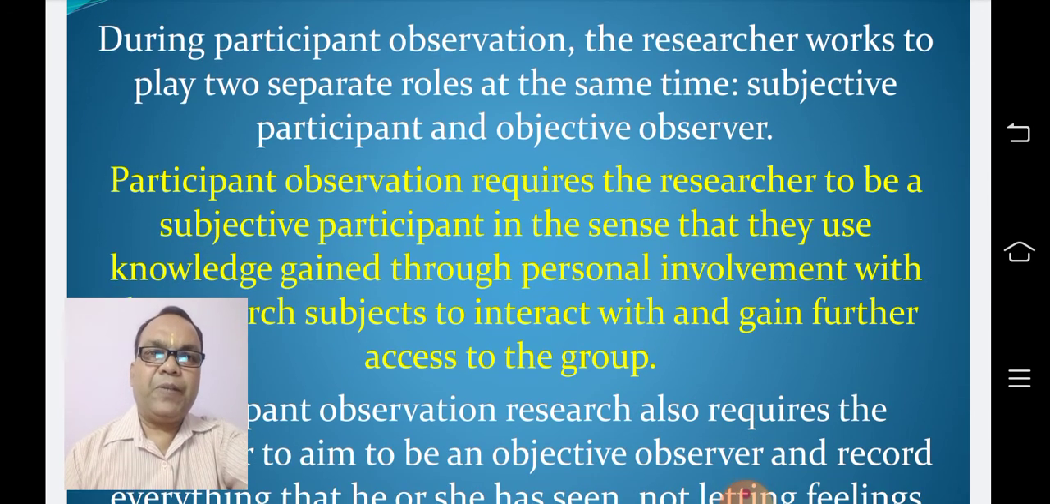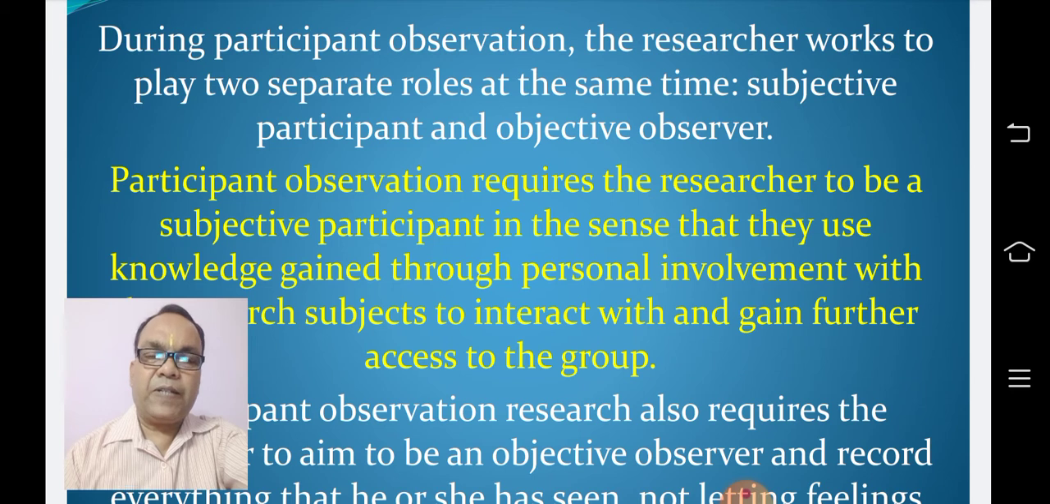As we know, during participant observation, the researcher works to play two separate roles at the same time. First, he is a subjective participant, and secondly, he is an objective participant or objective observer. So he has two major roles to play when he adopts the participant observation method for the study. First, he is a subjective participant.